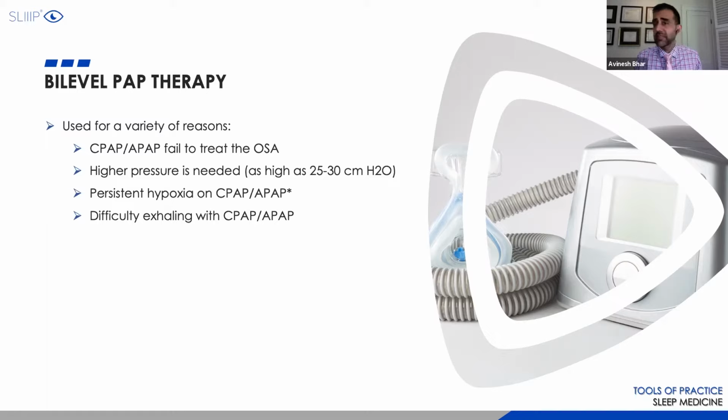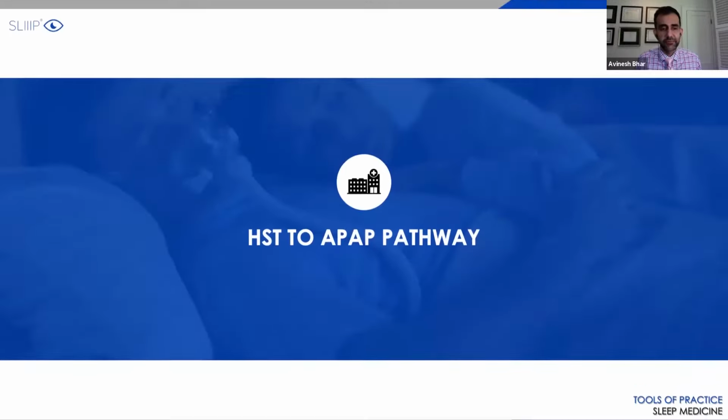Some patients may have persistent hypoxia, which we tend to overlook, especially if you're doing a home sleep test and you put on the auto PAP device and you assume that that's being resolved. And I'll talk about this a little bit later. Also, when patients have difficulty exhaling against the CPAP pressure, that should trigger the consideration of a bilevel. But we'll talk about the other features within CPAP that you can utilize for that.